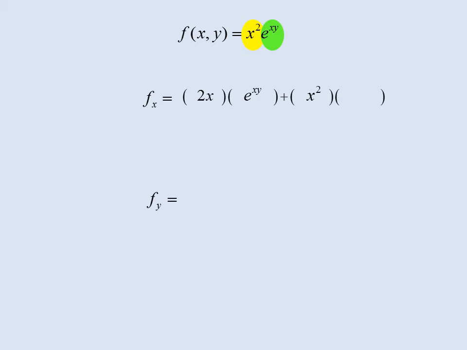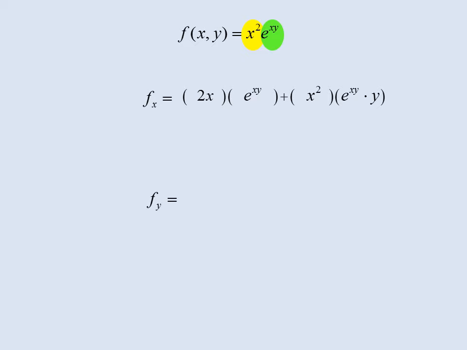Now the derivative of e to the xy is just like the derivative of e to the 3x, or e to the 2x, or e to the 5x. It's e to the constant times x times the derivative of the constant times x. In this case, just e to the xy times y.